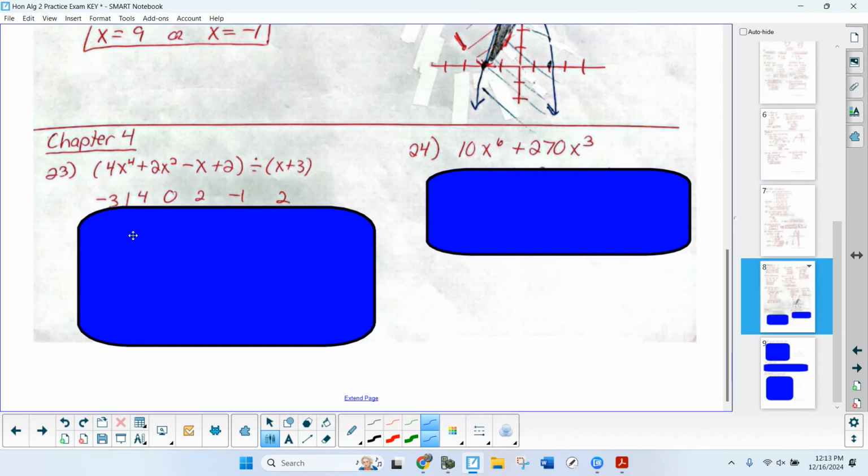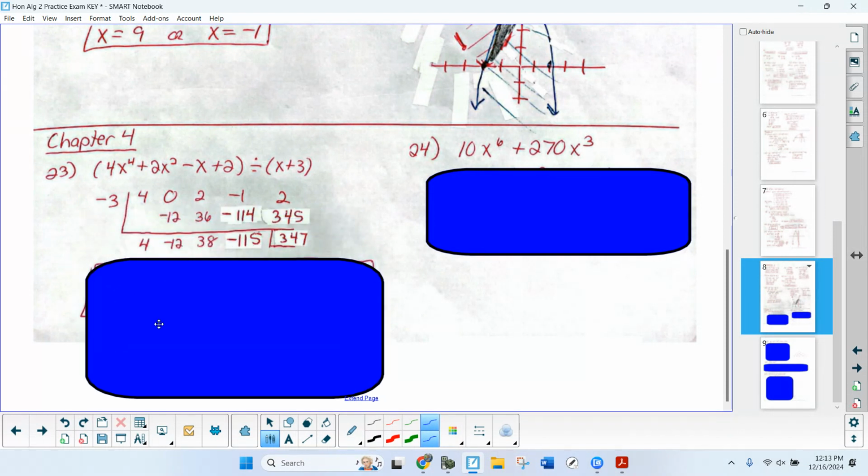And then tell me how you got those numbers. You brought down the 4. Yeah. And then you what? Multiplied it by -3. And then you? Yeah, -12. And then you? Multiplied -3 to get 36. And then you added? 38. And then you multiplied to get? -114. And then you added to get? -115. And then you multiplied to get? 345. And then you added to get? 347. Good.